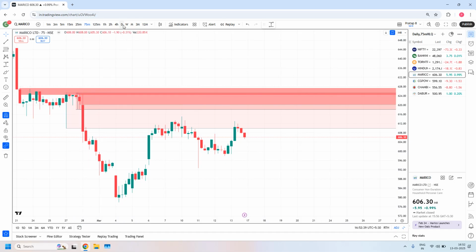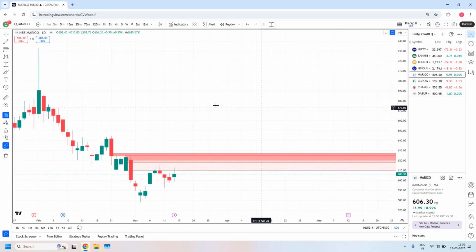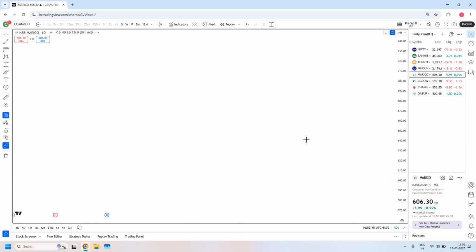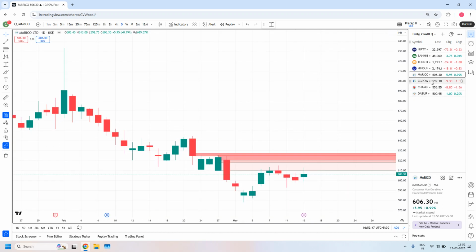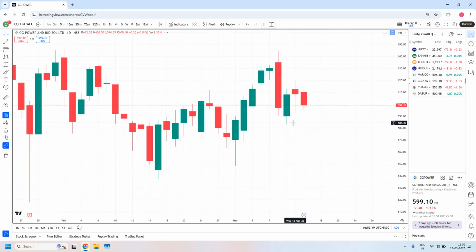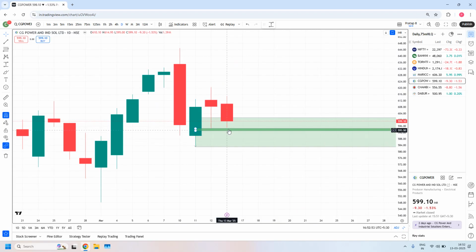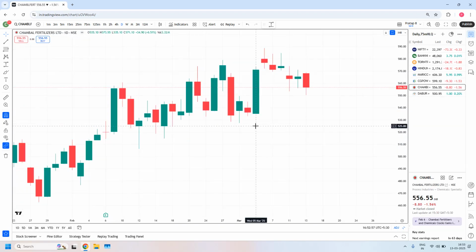This is a daily high liquidity zone. Please look into yesterday's video or the day before yesterday's. We discussed it. Marico. Next one is CG Power. That is what we discussed. CG Power is the only one today that came near to our fine-tuned area. Next one is Chambal Fertilizers.